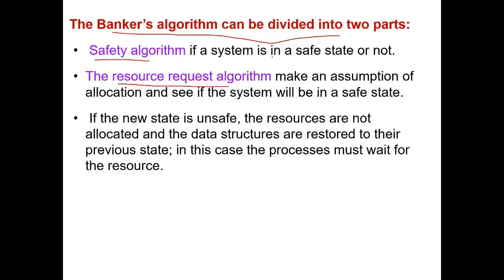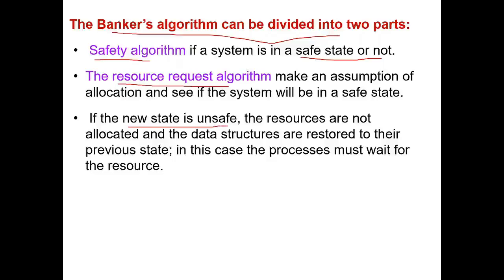This safety algorithm is used to check, after the allocation of resources, whether your system still remains in a safe state or not. And we use this resource request algorithm when, suppose the same process requests a new demand. Can the operating system fulfill the new request of the process? If yes, then it is going to check whether the system still remains in a safe state or not. Then only the new request of the same process will be fulfilled, otherwise no.